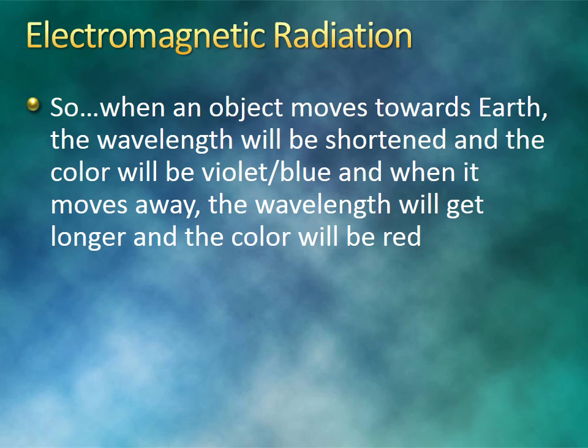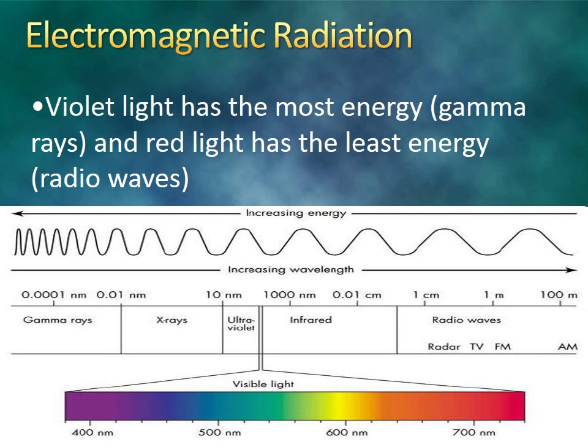When it moves away from Earth, think of something stretching away. The frequency between the waves is going to get farther apart, and therefore the color will be red. So any kind of light moving away from Earth will exhibit a red color. Anything moving towards Earth is going to exhibit a bluish color. So again, violet light all the way on the left-hand side has the most energy, that's gamma rays, and red light has the least energy, that's radio waves.